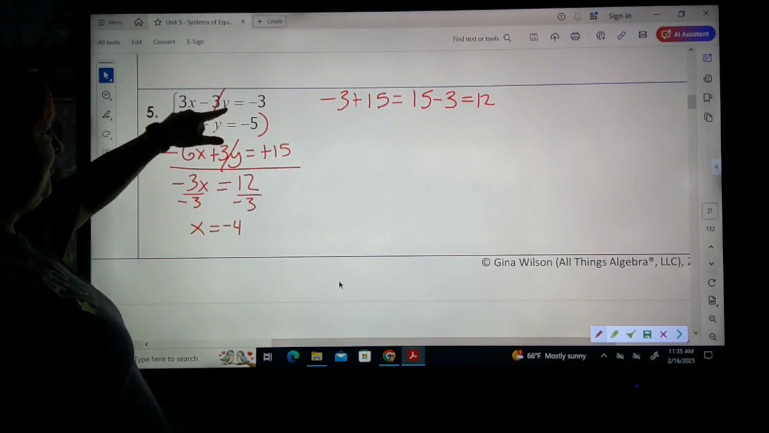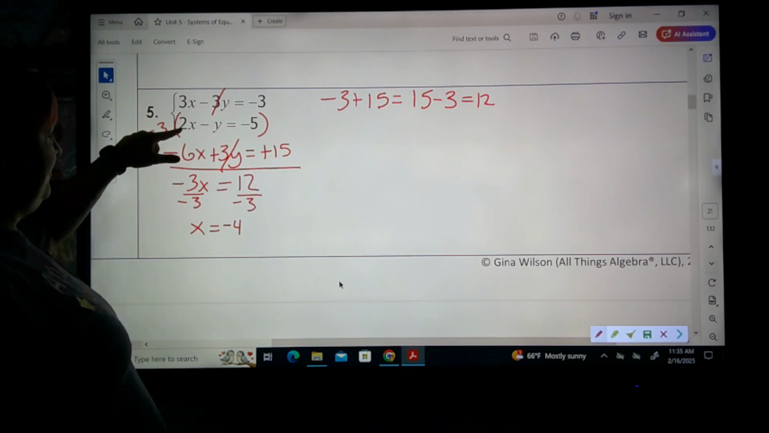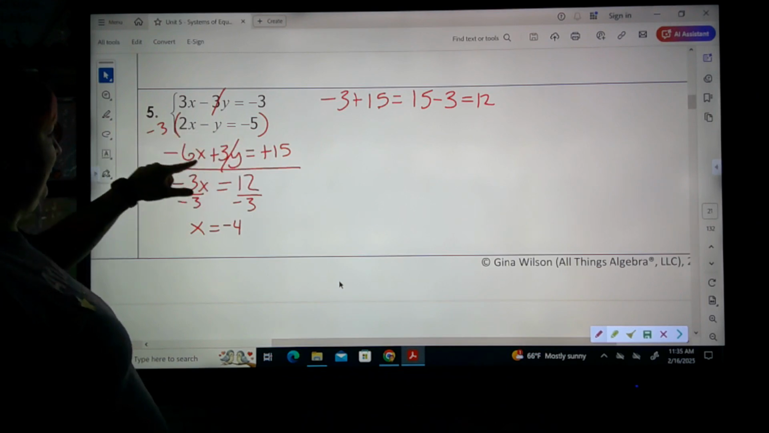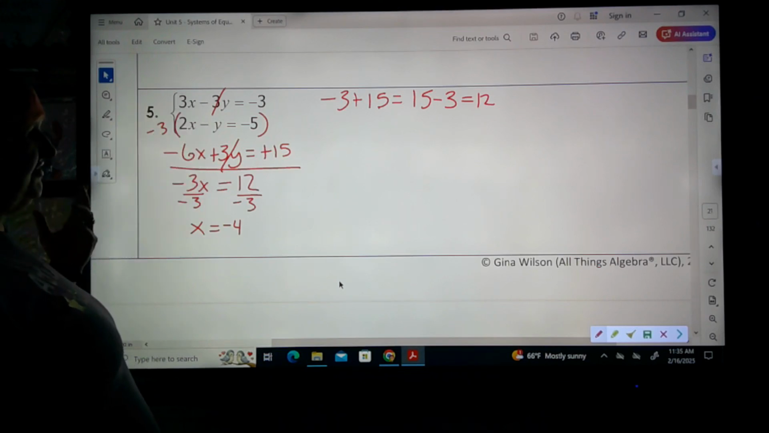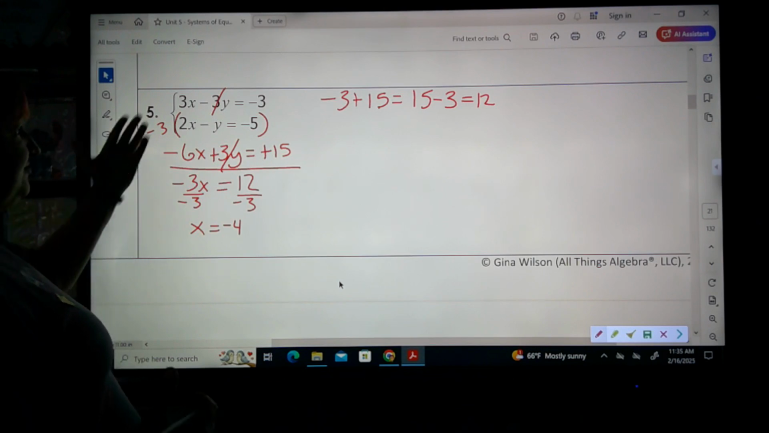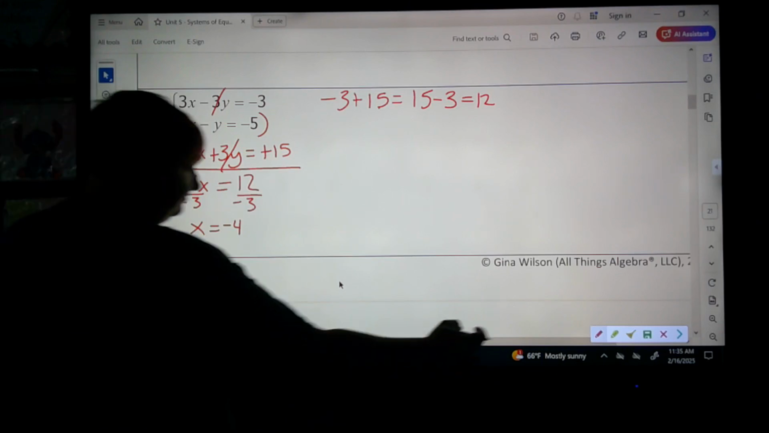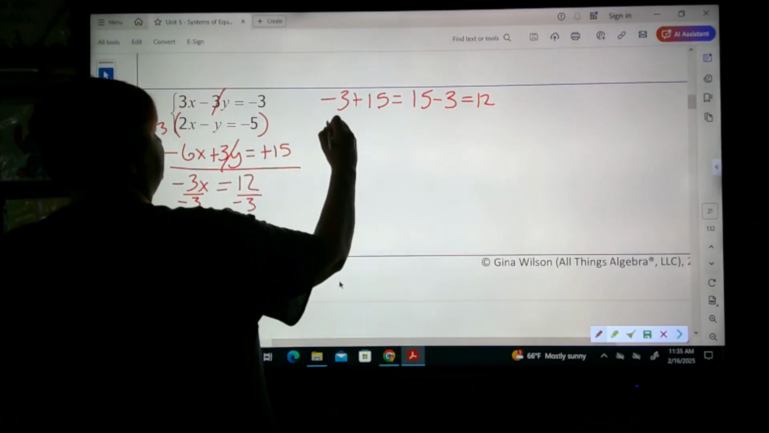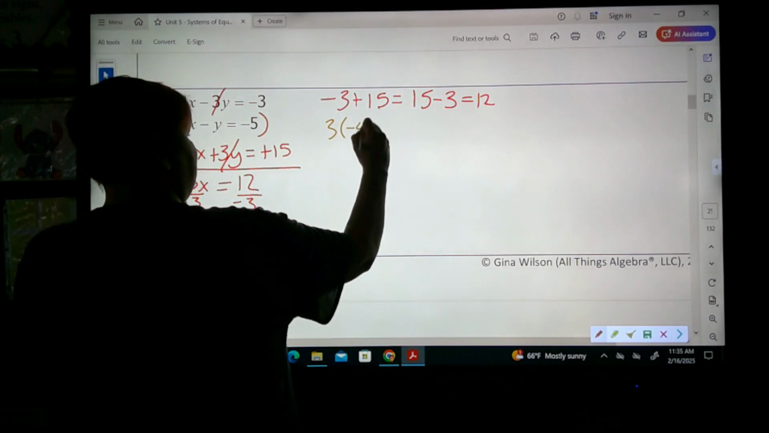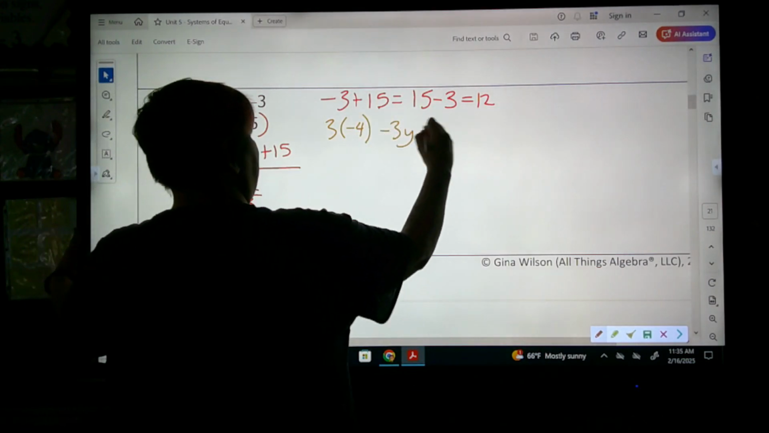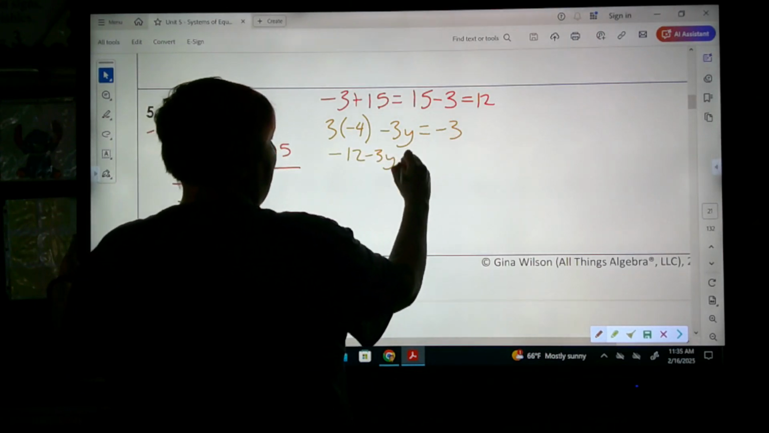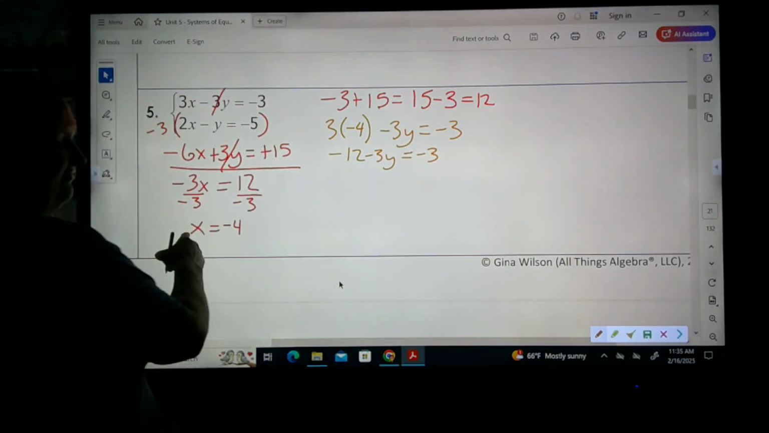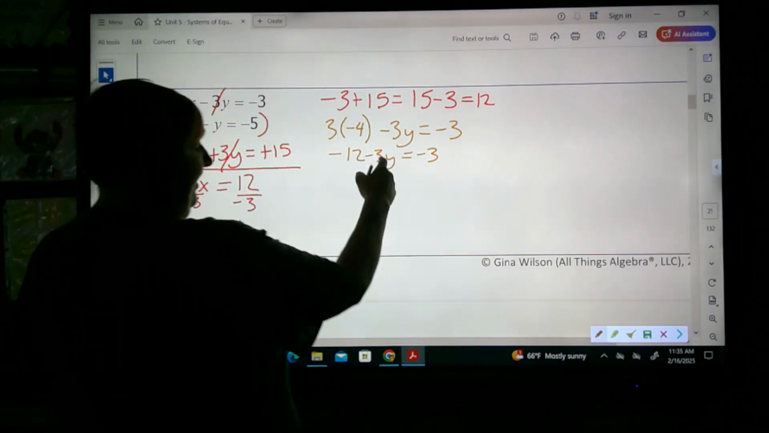Alright, so if x is negative 4 here, it's going to give me a negative 12 minus 3y. If x is negative 4 here, it's going to give me negative 8 minus y equals 5. So it doesn't matter which one you do. They're all going to be about the same. I don't feel like one is going to be easier, so I'm just going to do the first one. So 3x minus 3y equals negative 3. Negative 12 minus 3y equals negative 3. And we already have the x, so we're solving for the y.